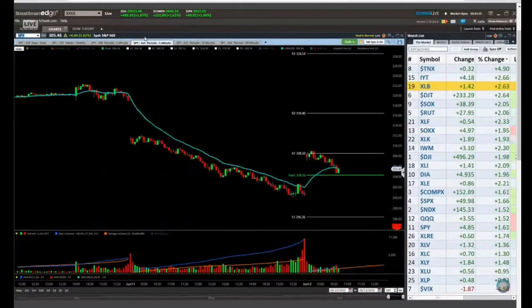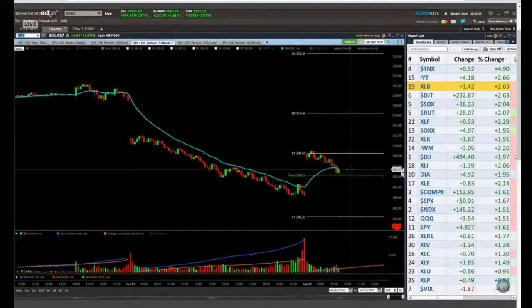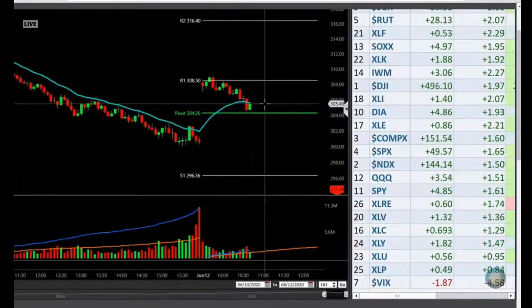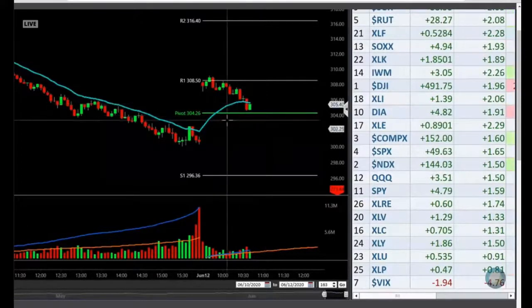All right. Oh, right at the pivot. Yeah, and now below the EMA, and if that line continues to act as resistance, that's going to be a problem. Yep. We are at a pivot point, and if it breaks, it's going to go right to the bottom of the gap, real quick. Was that 302?